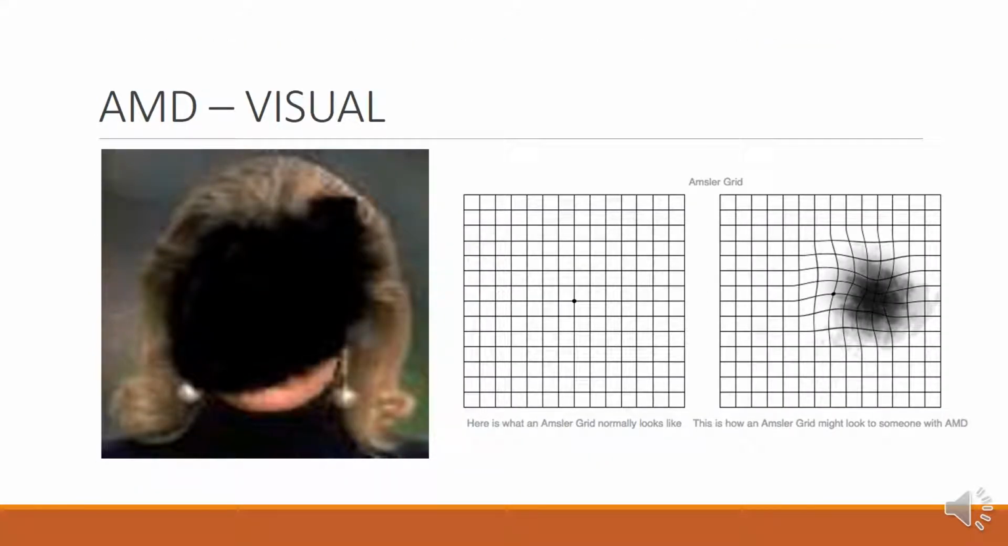So as far as AMD goes, this is a good picture that shows you how they see their central vision. They lose that central vision, but their peripheral vision is fine. And then looking at an Amsler grid, it just looks like grid line paper. But a person that actually has AMD is going to see these squiggly lines, and they're going to have that darkened area in their central vision.